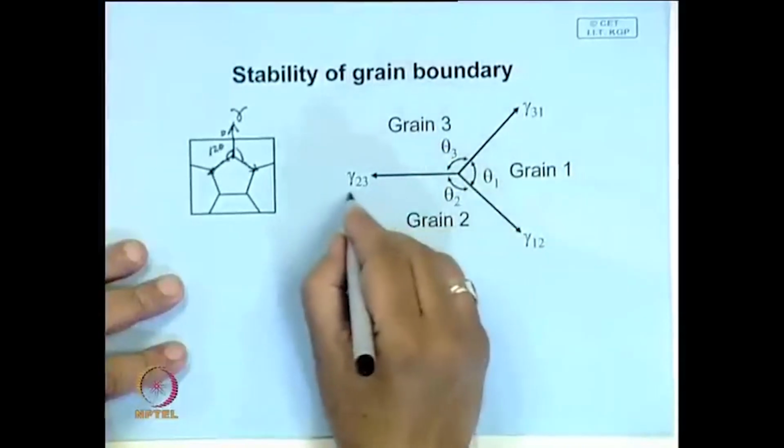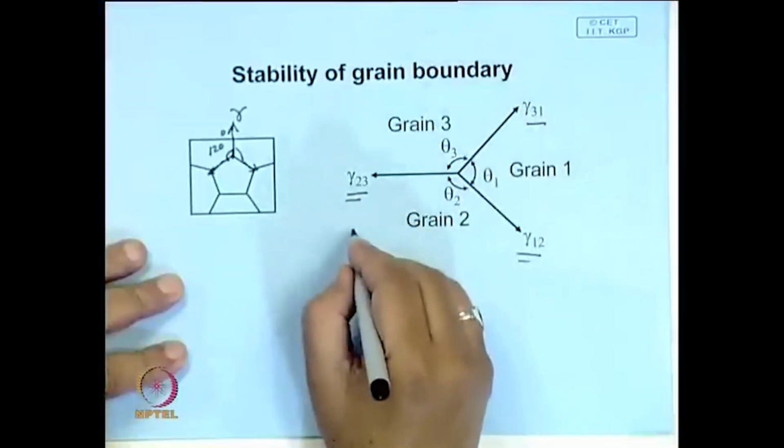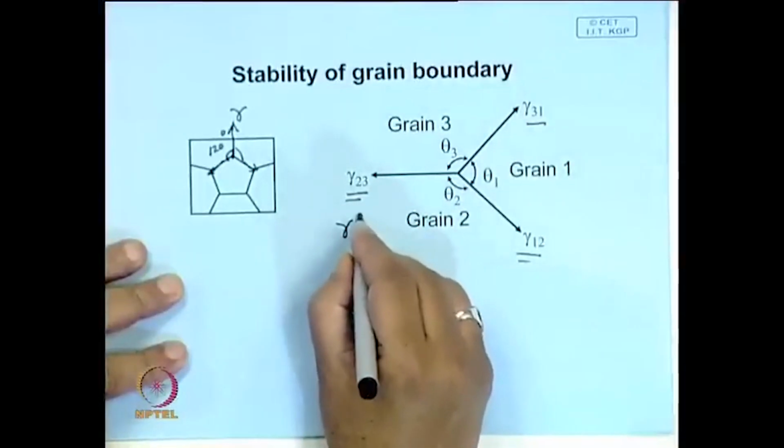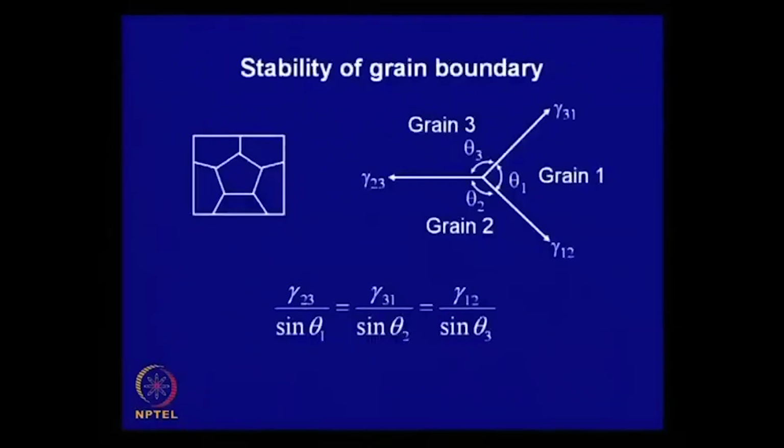These are 3 grains, and these are the grain boundary energies. Now, if you assume that all are the same, all equal to gamma, then you can easily show that this type of force balance is possible, and in that case, if all 3 angles are equal, then theta 1, theta 2, theta 3 will be equal. So, 3 lines can meet with equal angles, and that angle is obviously 120 degrees.